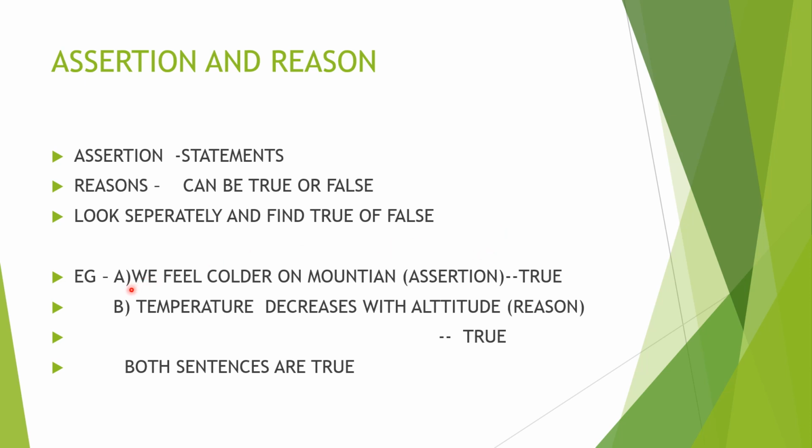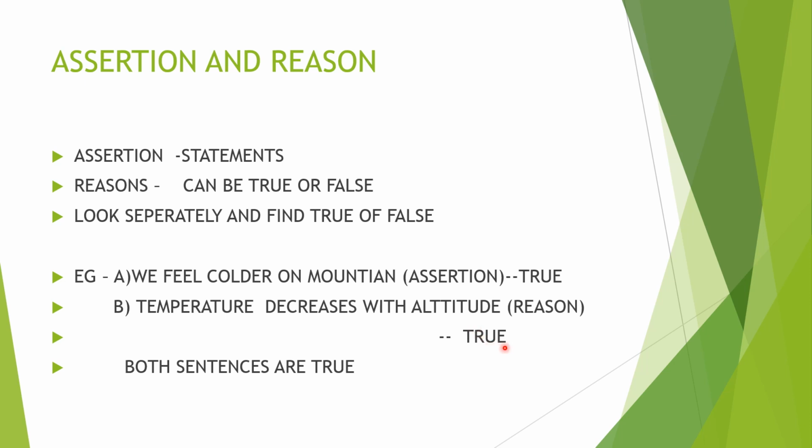Example one I have given here. We feel colder on mountain. It's a statement, that on the mountain top we feel cold. It is an assertion. Whether it is true or false, it is true. So that statement is true. Then the reason they have given is that temperature decreases with altitude. So you see separately whether the reason is right or wrong. Yes, this reason is right. So it is also true.